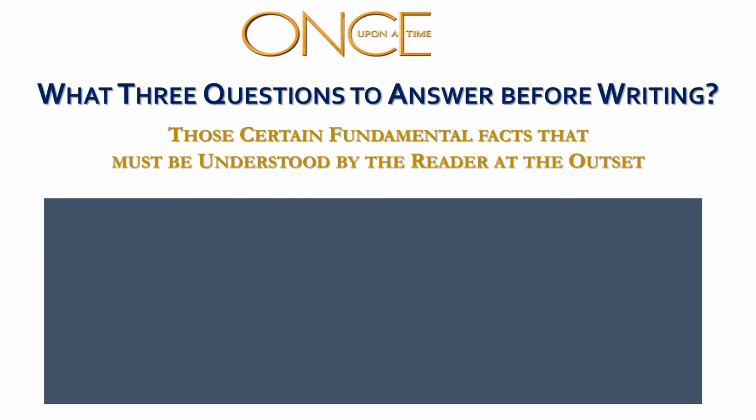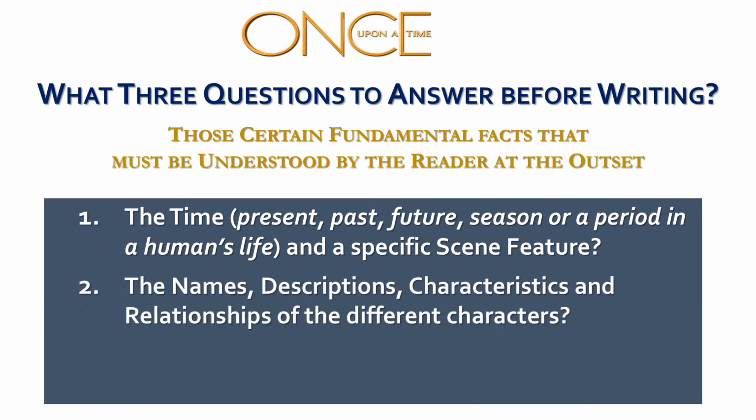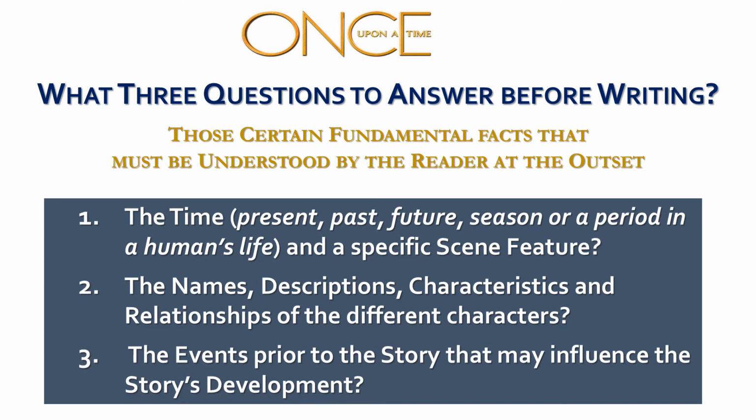In summary, what 3 questions to answer before writing? They are those certain fundamental facts that must be understood by the reader at the outset. First, the time, present, past, future, season, or a period in a human's life, and a specific scene feature. Second, the names, descriptions, characteristics, and relationship of the different characters. And third, the events prior to the story that may influence the story's development. These 3 questions have to be answered within 1 or 2 paragraphs.